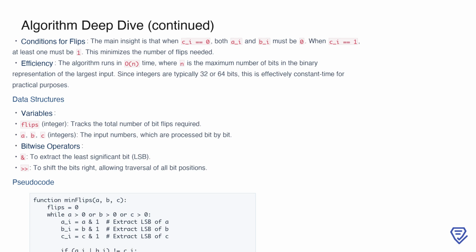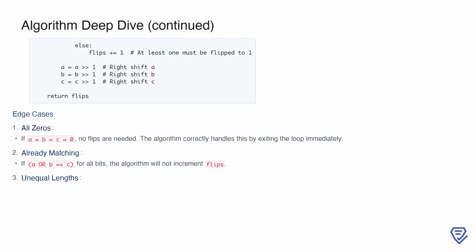To implement the solution, we use a few key variables, including flips to track the number of flips, and the integers A, B, and C for processing. We rely on bitwise operators like AND to extract the least significant bit and right shift to shift the bits right, allowing us to traverse through all bit positions efficiently. The pseudocode illustrates these steps clearly. The pseudocode for the algorithm continues by handling the conditions for the flips.